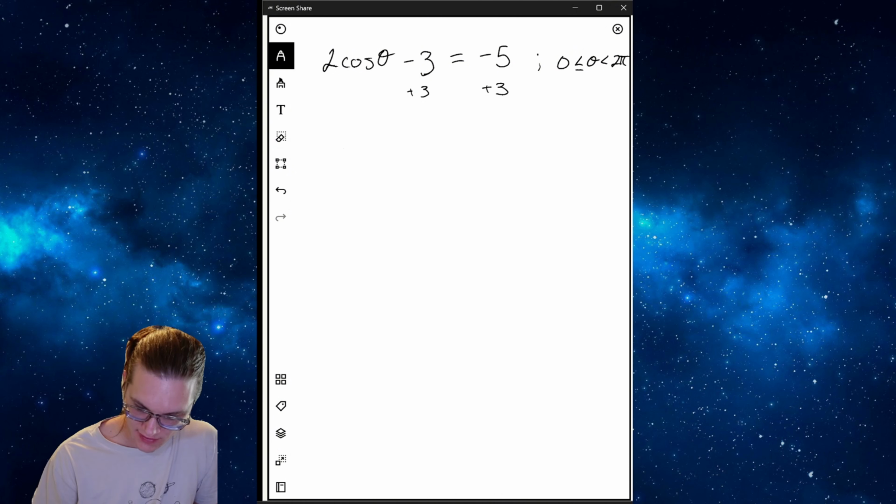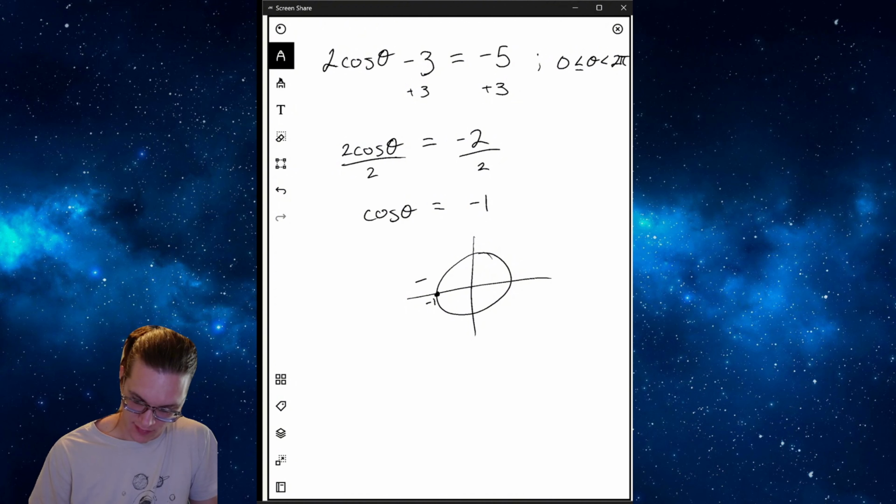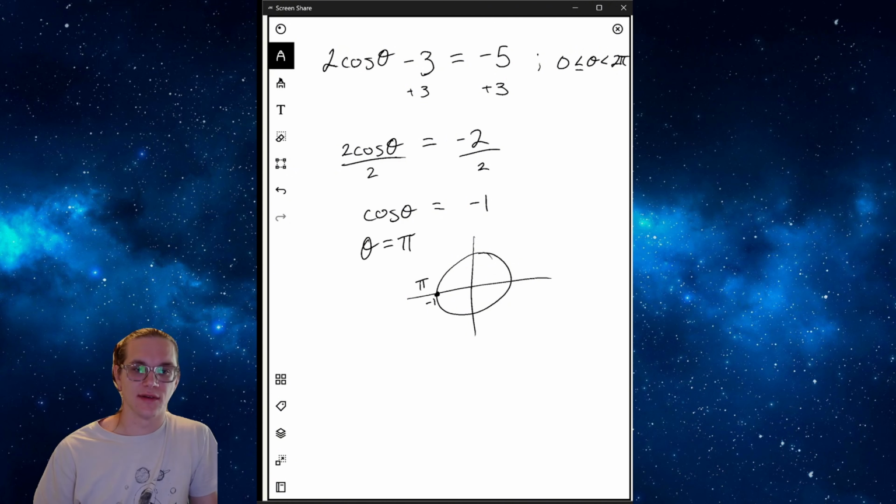And then where is cosine of theta equal to -1? Right there, which is when theta is pi. And so I can write theta equals pi as a temporary solution. And then I might want to think, okay, do I need to list the infinite possible solutions to this? And no, the answer is I do not have to do that because they gave me this condition, which is satisfied only by this answer.